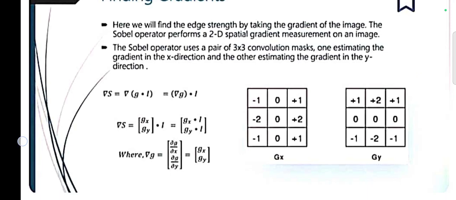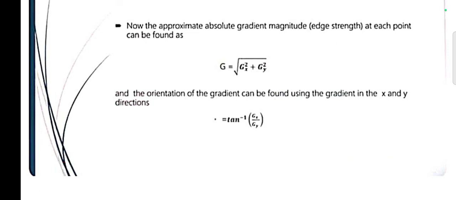Here comes the next one. After determining the values, the approximate absolute gradient magnitude, that is the edge strength at each point, can be found as G = square root of (Gx squared plus Gy squared), and the orientation of the gradient can be found using the gradients in the x and y directions, that is theta equals tan inverse of (Gx by Gy).